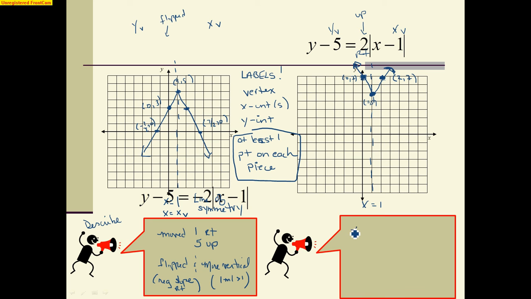Down here, I still use the vertex, moved 1 unit to the right, 5 up. The absolute value graph opened up because the slope was positive and was still more vertical because the absolute value of the slope to the right was greater than 1.